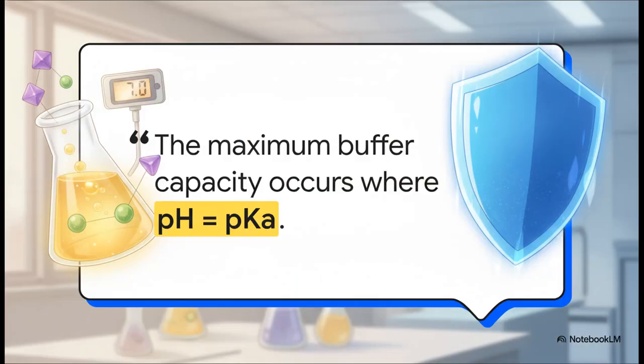So the real trick is knowing when a buffer is at its absolute strongest. This slide highlights a golden mathematical rule of chemistry. The maximum buffer capacity occurs where the pH equals the pKa of the weak acid. At this exact, precise point, the ratio of salt to acid in the solution is exactly 1:1. This is where your chemical shield is at its absolute thickest.